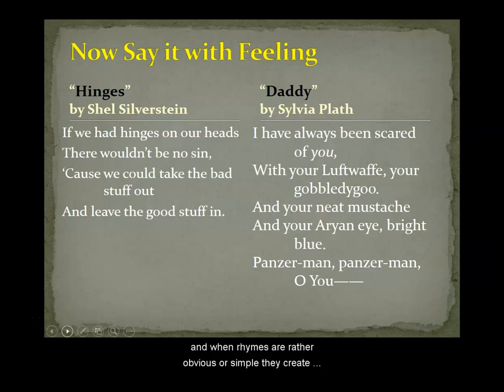And when rhymes are rather obvious or simple, they create a childlike tone. Now, poets can use this childlike tone to devastating effect. Just take a look at the passages by Shel Silverstein and Sylvia Plath. Both use a nursery rhyme tone and sensibility, but to dramatically different effects.